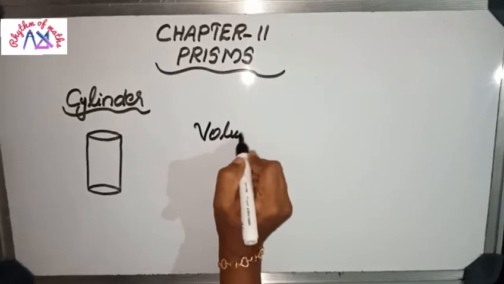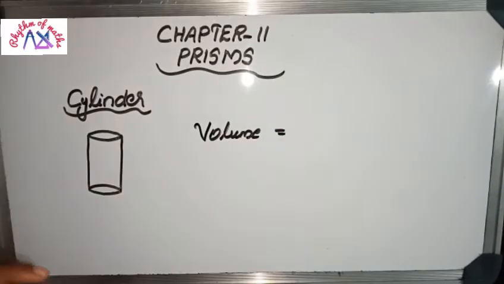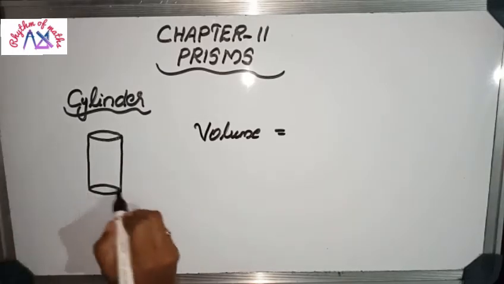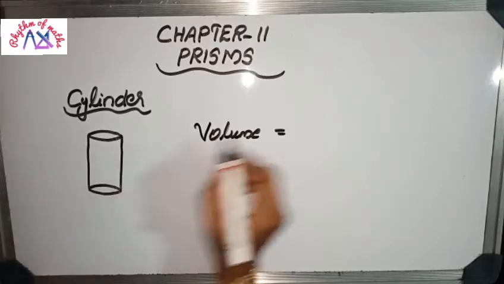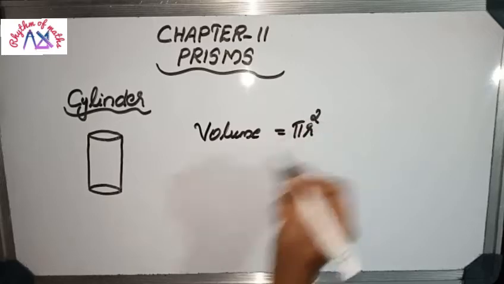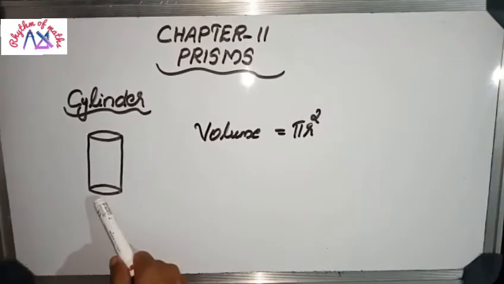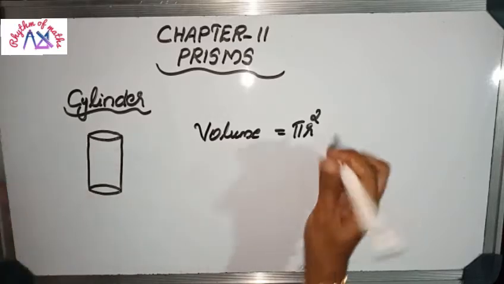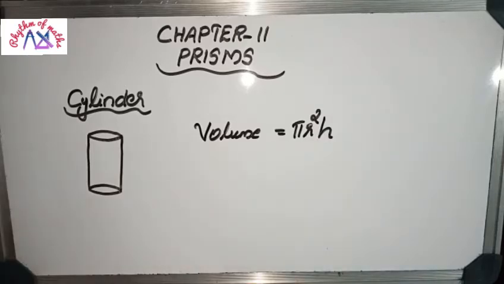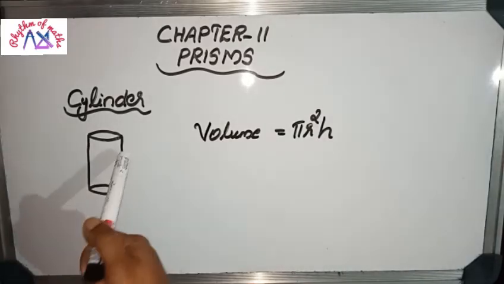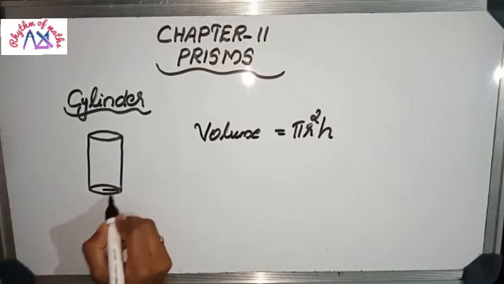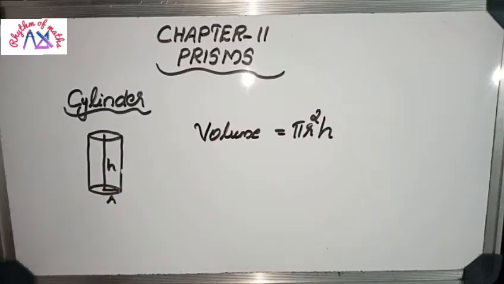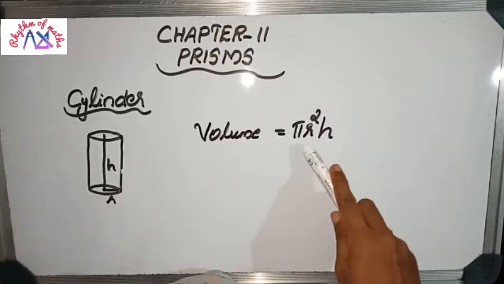The volume of a cylinder is the product of base area and height. Base area means the base is a circle, so its area is, circle's area we know, pi r square. Then the product of base area and height means pi r square h. Pi r square h is the volume of a cylinder. Here r means radius, and from this tip to this tip is the height of the cylinder. So the equation to find the volume of a cylinder is pi r square h.